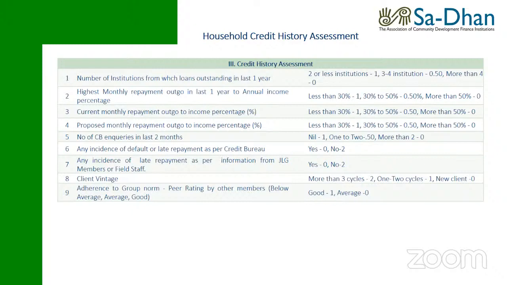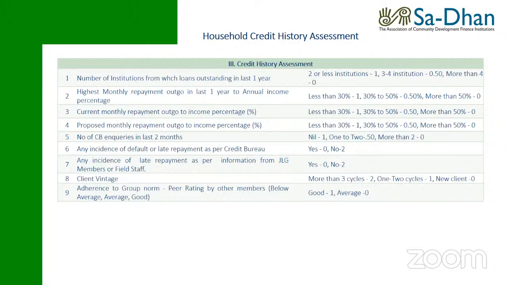Now the fifth is number of CB inquiries in the last 2 months. This again we are looking at, because in case a client has a high number of CB inquiries, then the possibility of the loan being rejected elsewhere, and some issue with the client, is very much possible. So in that case, you're taking that into consideration. In case there are no CB inquiries, you are giving more weightage. If there are more CB inquiries, it can be given lower weightage.